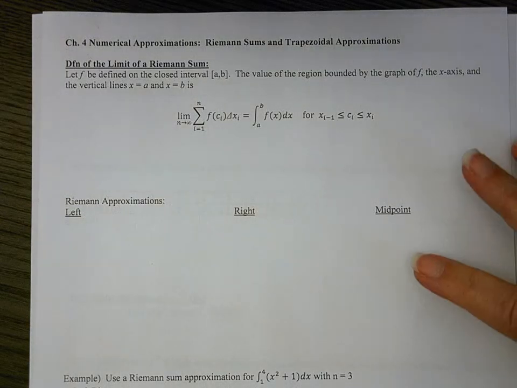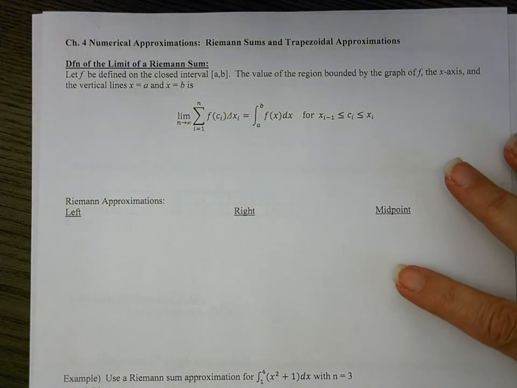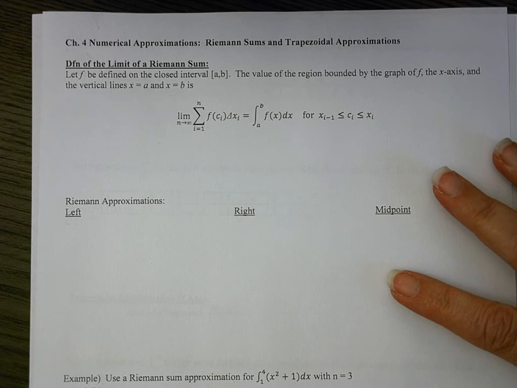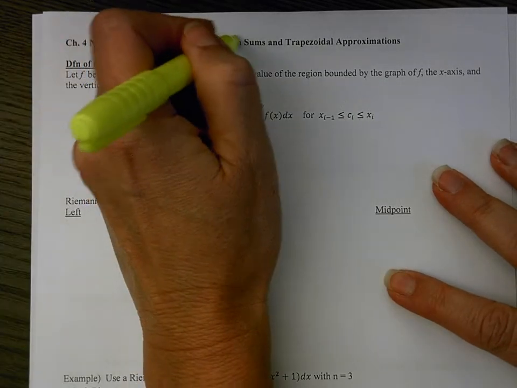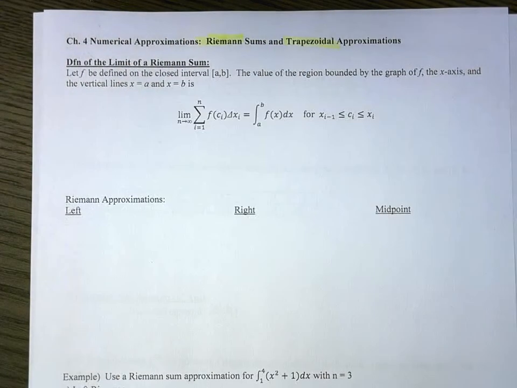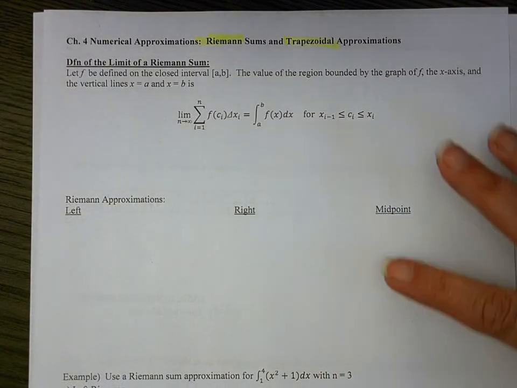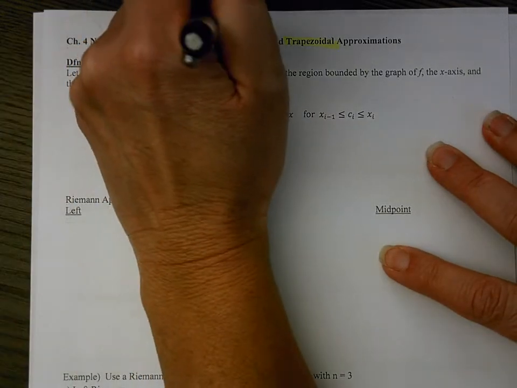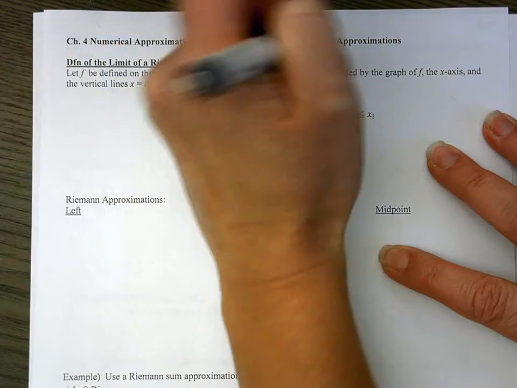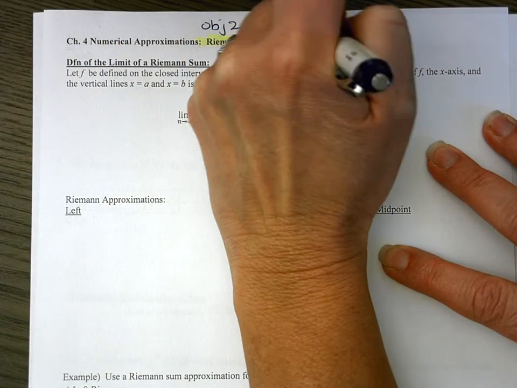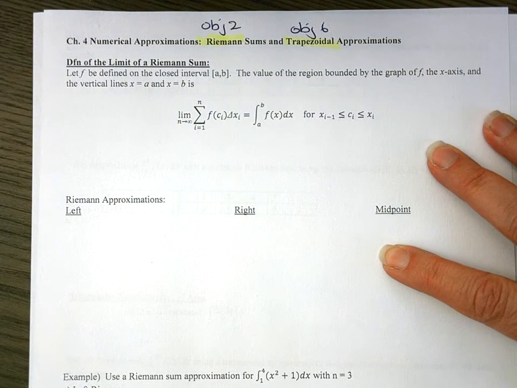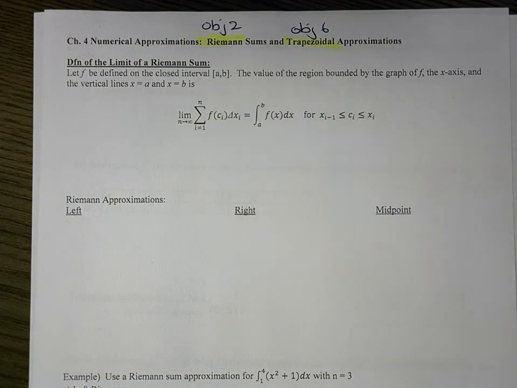This is the video lecture for AP Calc BC, and we're looking at Chapter 4, Numerical Approximations, so we'll be looking at Riemann sums and trapezoidal. In our textbook, this is actually Chapter 4, Objective 2, which is the Riemann sums piece, and then Objective 6, which is the trapezoidal. So it's covering that 2 and 6 and a little bit of Objective 3 as well.